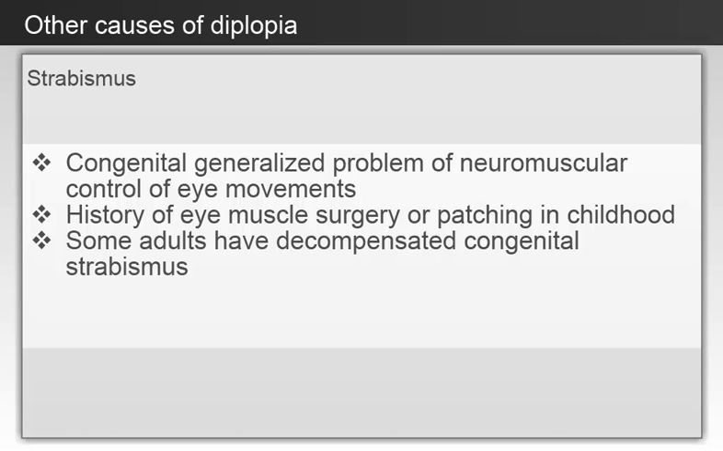And finally, I mentioned strabismus, which is some sort of almost mysterious condition in which there is a congenital generalized problem of neuromuscular eye movement control, and you could get a hint that that's the problem causing the misalignment of the eyes if there is in fact a history that there was either eye muscle surgery or patching and exercises and therapy when patients were in childhood, and at times the adults can have decompensation of an underlying strabismus which presents with double vision.